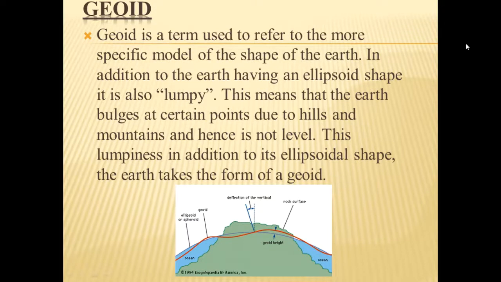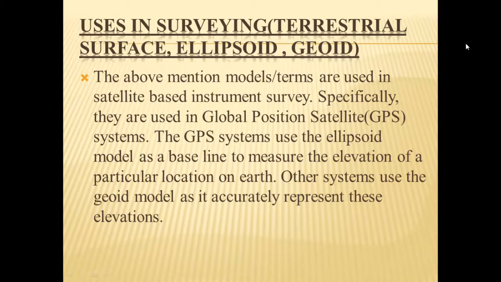What is geoid? Geoid is a term used to refer to the more specific model of the shape of the earth. In addition to the earth having an ellipsoidal shape, it is also lumpy. This means that the earth bulges at certain points due to hills and mountains, and hence is not level. This lumpiness, in addition to its ellipsoidal shape, gives the Earth the form of a geoid, as we can see in the diagram below.